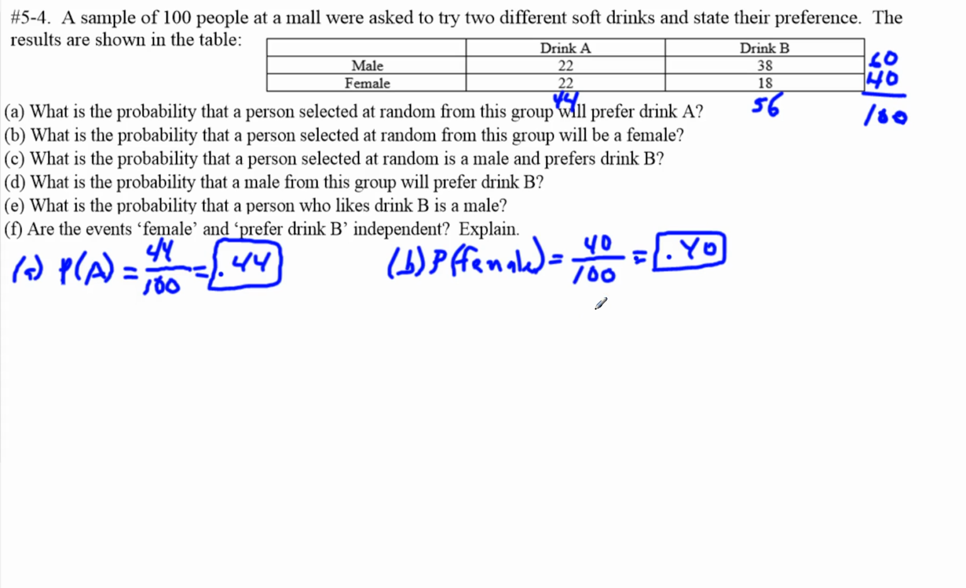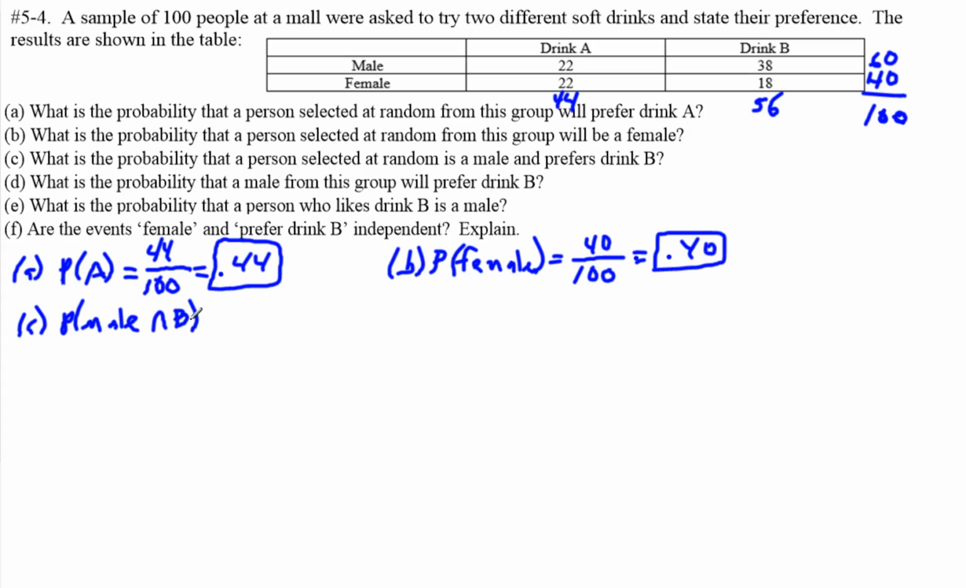Okay, so part C then asks, what is the probability that a person selected at random will be a male and prefer drink B. So this is a little different, part C. This time we're saying that they have to be a male and B. So the way I could write that as a probability statement is we're finding the probability that a person is male, and I'll use the and symbol, that they like drink B.